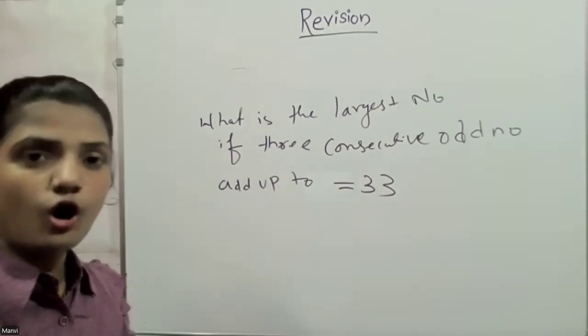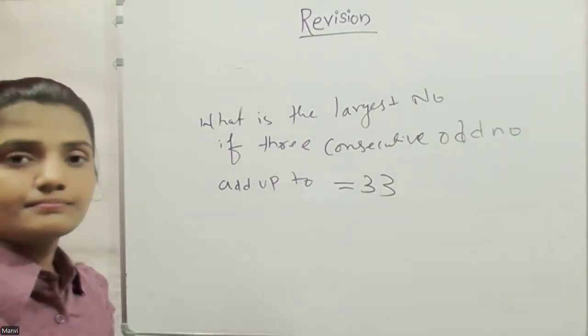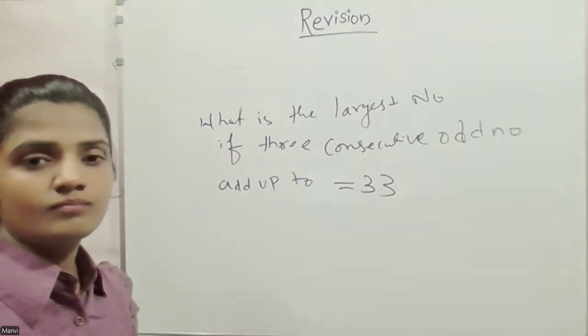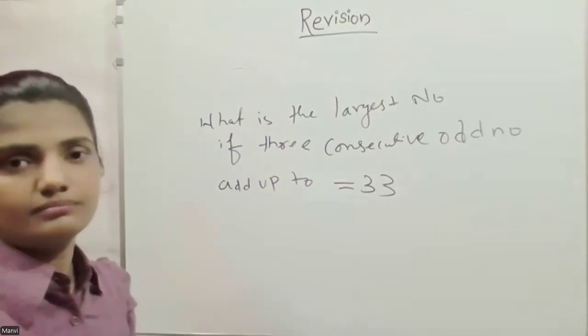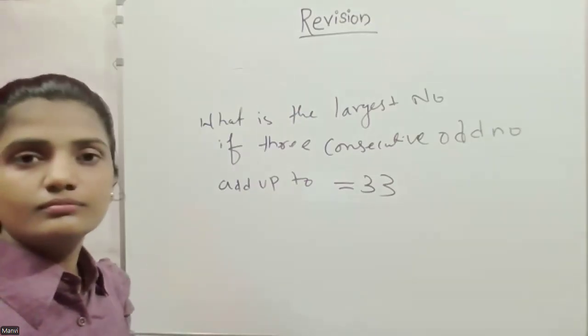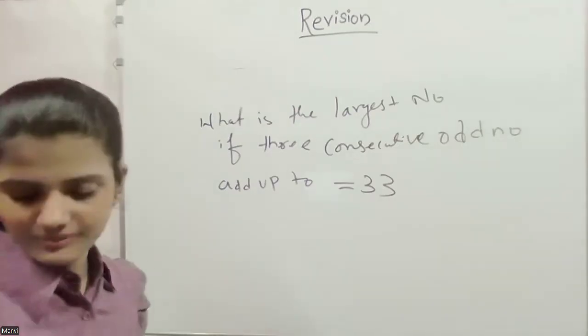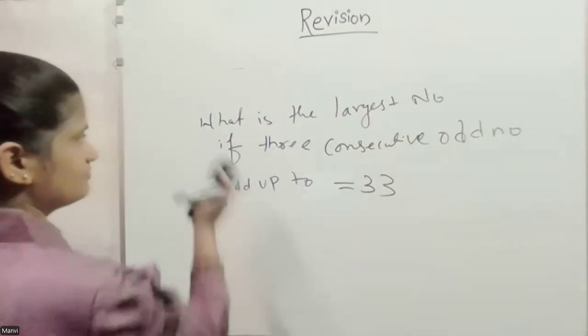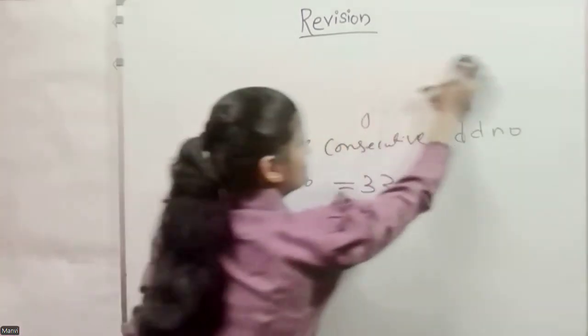The number must be odd. You just need to tell me the largest one. 13. 13 is the largest number. Wow. Good. And it's 9, 11, 13. Okay.